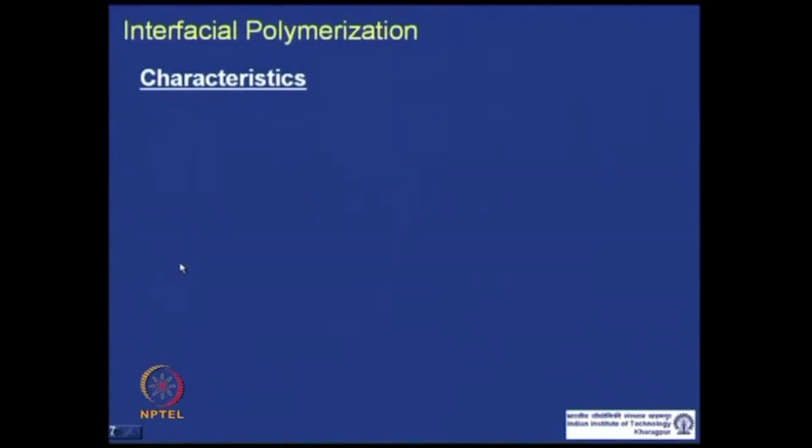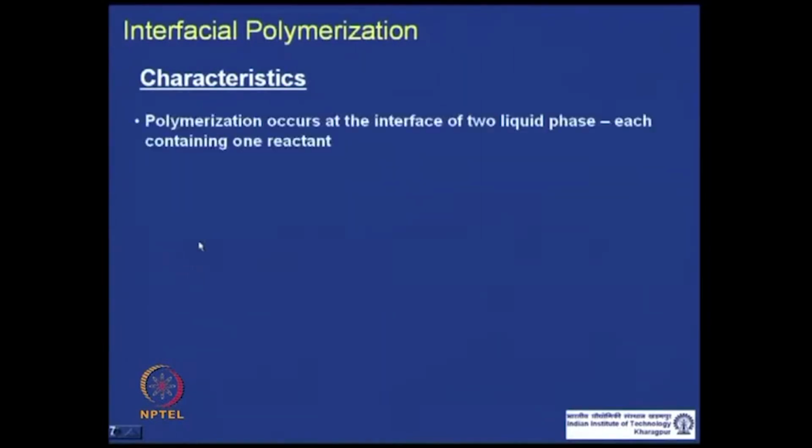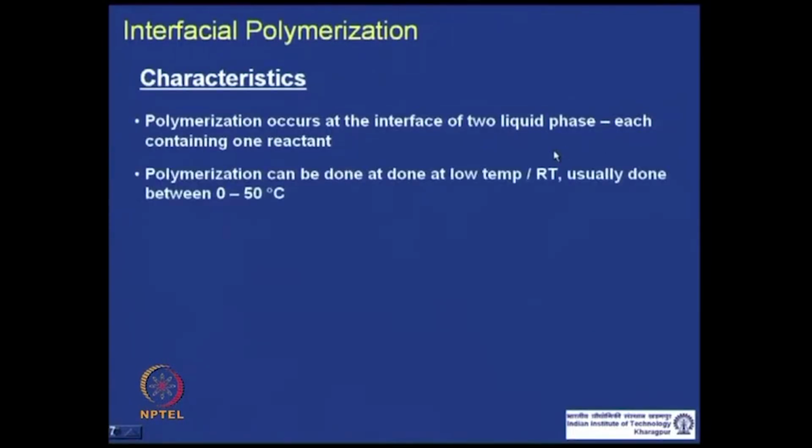So, what are the characteristics of the interfacial polymerization we just discussed? One, the polymerization occurs at the interface of two liquids, and each of the liquid phases contains one reactant. Now, because the reaction is very fast, you saw the rate constant of the reaction is very high. So, you can do it at low temperature or even room temperature, and it is usually done at a temperature between 0 to 50 degree centigrade.